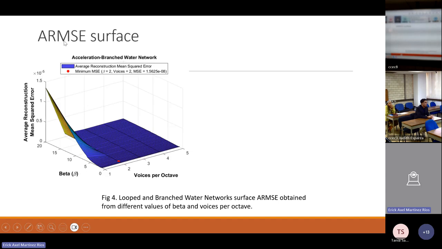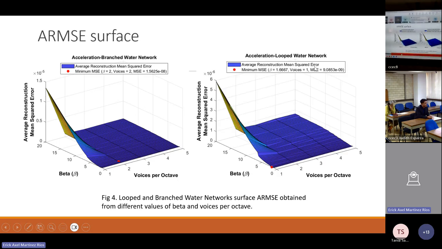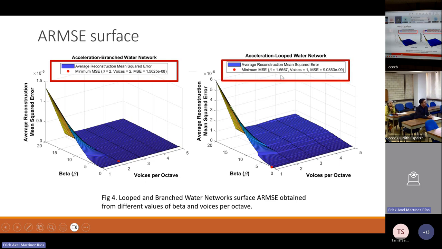So by computing these reconstruction errors of the signals, here we obtain the surface of the reconstruction error by changing the value of beta and the number of voices per octave of the wavelet transform. This is for the acceleration data associated with the branch water network. And on the right is the surface of the error by changing the value of beta and voices per octave for the loop water network using the same acceleration data. Here we obtain the minimum at beta equal to 2 and 2 voices per octave for the branch water network, and for the loop water network, we obtain beta equal to 1.66 and 1 voice per octave.